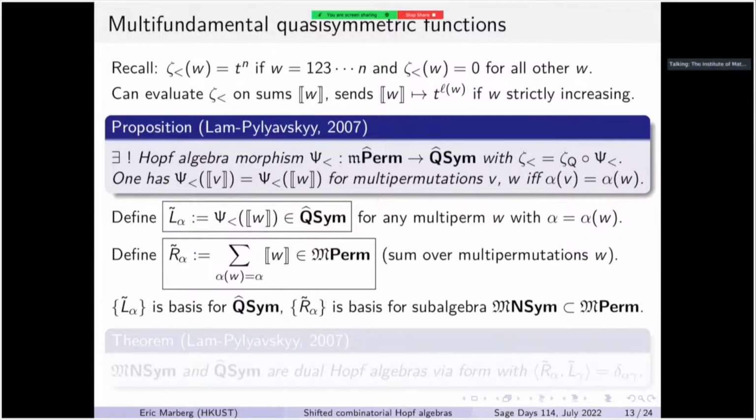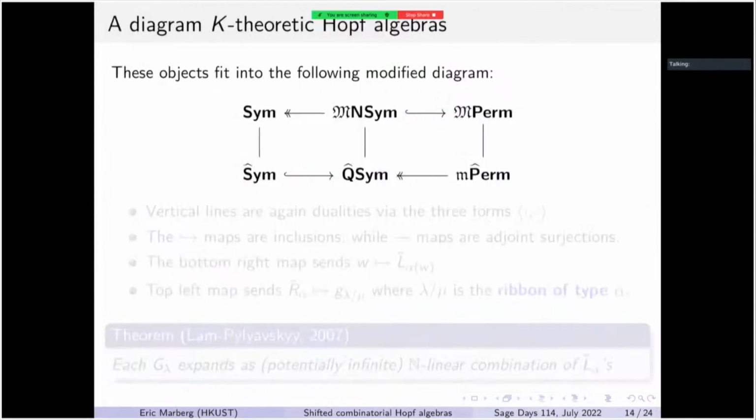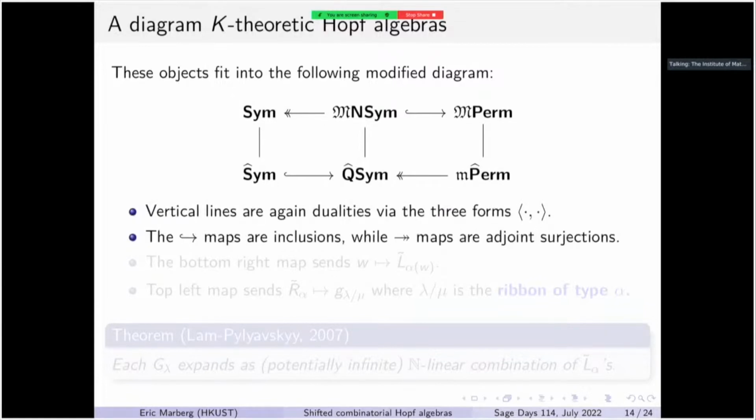And then this is another basis for QSym. And this is a basis for another subalgebra of this multi-permutations. And these are, again, dual Hopf algebras via this form that makes these two basis elements dual to each other. Okay, so these objects now fit into this modified diagram. These guys are the same. This is the same as before, but this is this other subalgebra of this here, and we have these two new K-theoretic algebras of multi-permutations. Again, with dualities and inclusions and adjoint surjections.